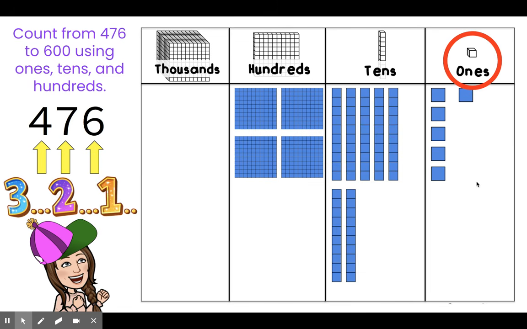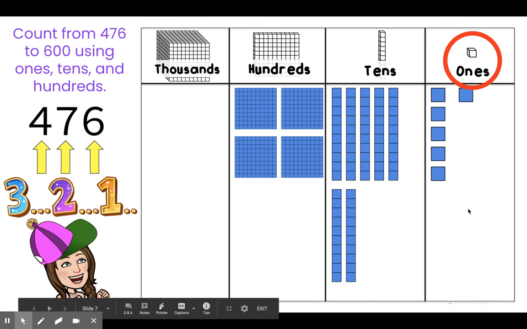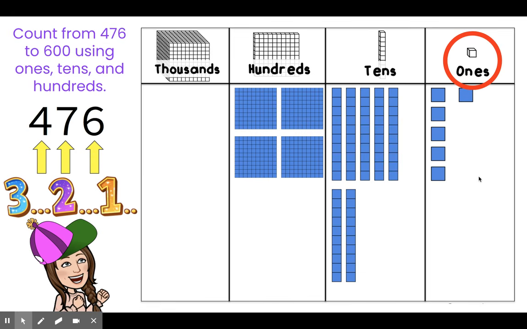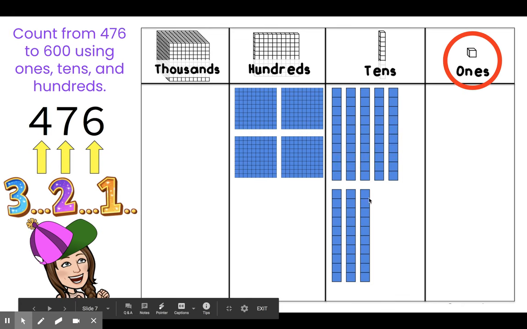Remember, we have to have 10 ones to make another unit in our tens place value part of the chart. So let's keep adding ones to get to the next benchmark number, which would be 480. Count with me. Let's start at 476. Here we go. 476, 477, 478, 479, 480. There we go. Bundle it up and make a new group of 10. Now we have 480. 4 groups of 100, 8 groups of 10.